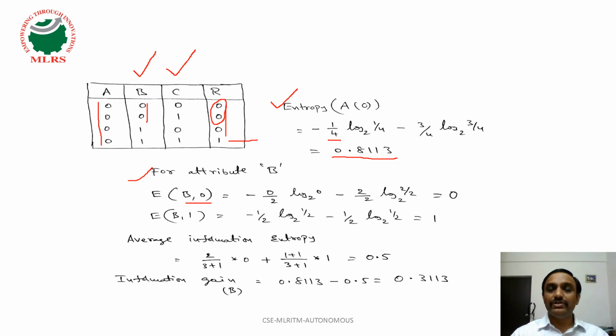Here 0 divided by 2 is 0, so the total value becomes 0. Now, here log 1 value is 0, so in total you will get 0.